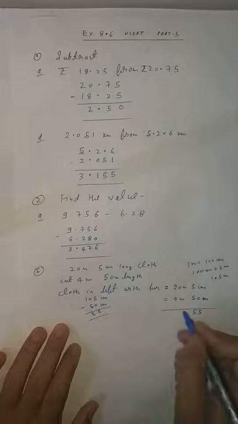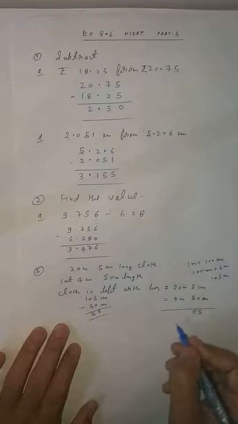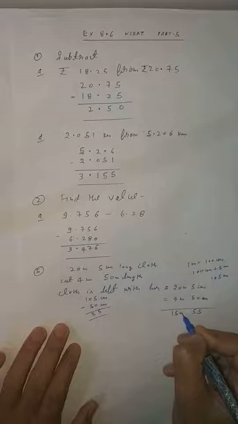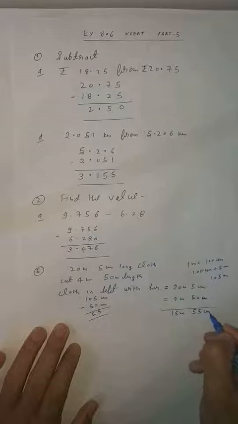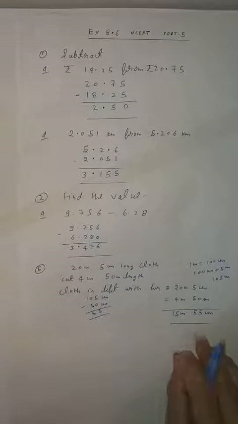And this will become what? This will become 19, because you take one carry, so 19 minus 4 it will become 15. So 15 meter and 50 centimeter. Clear student? This is the correct process. Okay student? Now come to the next question.